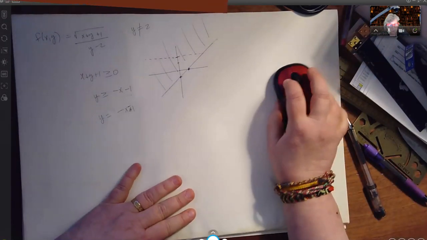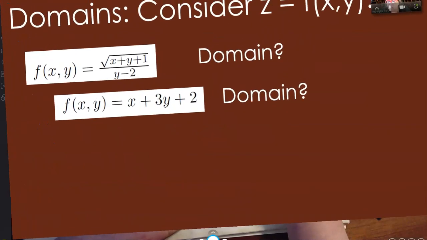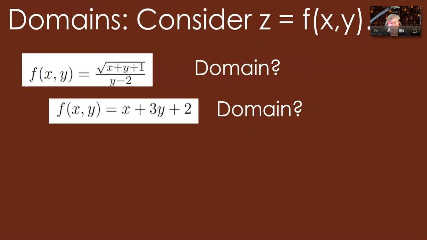Let's look at the next one. Suppose we have f of xy is equal to x plus 3y plus 2. What's the domain? Is there anything I can't stick in there? I mean, any real number? I can't stick a hippopotamus in there because that would be weird. But I can stick any real number in there. So the domain for this is all of R cross R, or R2.